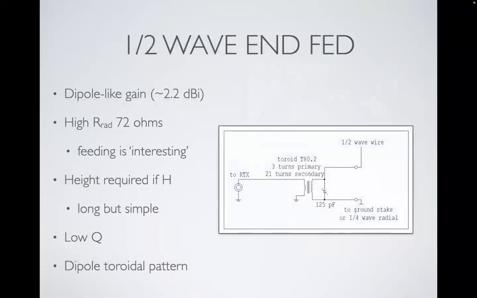Half-wave end-fed. What's another name for a half-wave end-fed? Dipole. It looks a lot like a dipole. The problem is that you're feeding it from the end, which means you have a fairly high voltage developing there. The easy way to get that to happen is with a transformer, because transformers transform voltage and current, so you can trade off and get high voltage and low current.